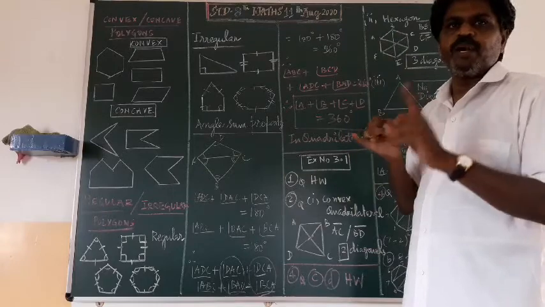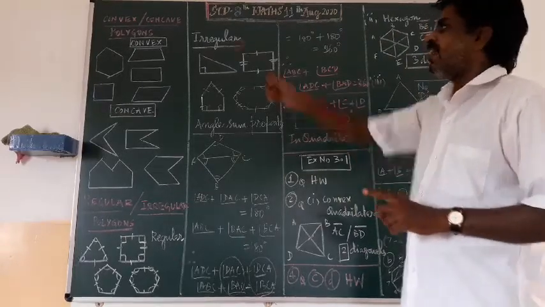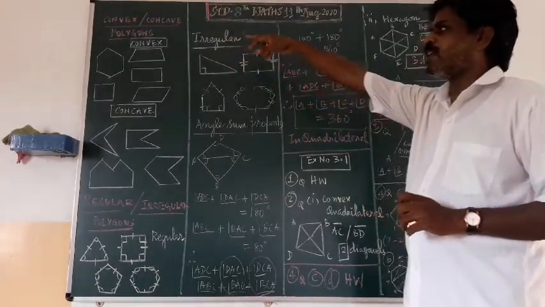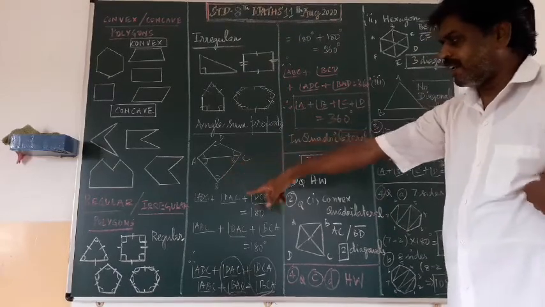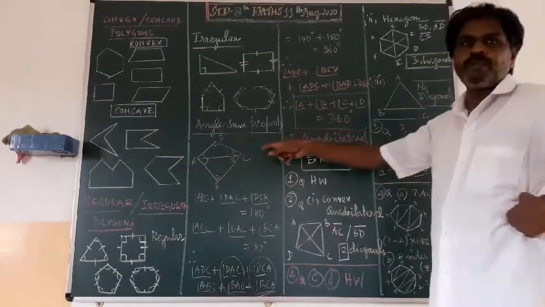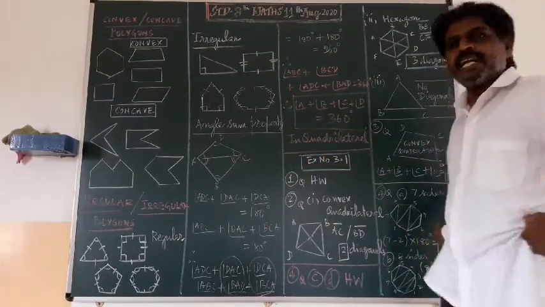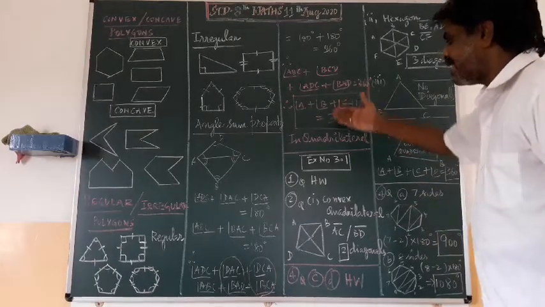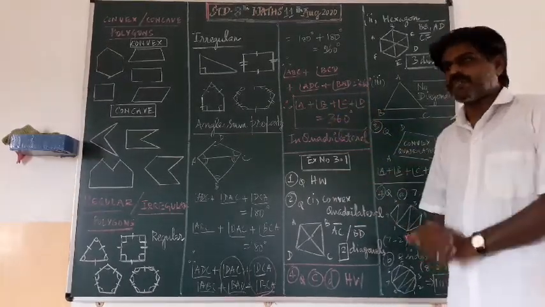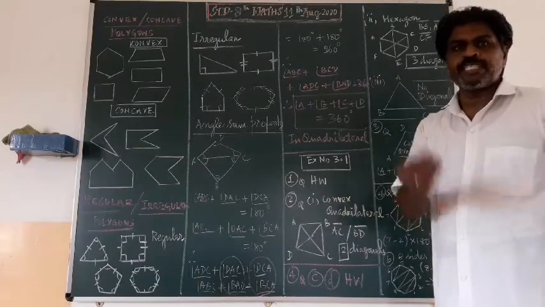What is a diagonal? What are the different types of polygons? Now we are taking convex and concave polygons, regular and irregular polygons, and some properties of angles in the quadrilateral that we have taken. Based on that, exercise 3.1 has some small problems given. The first question you can do as homework.